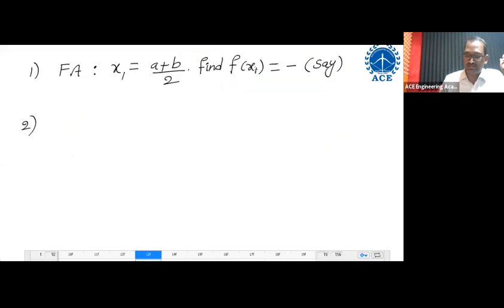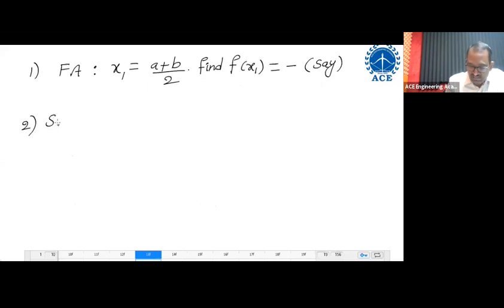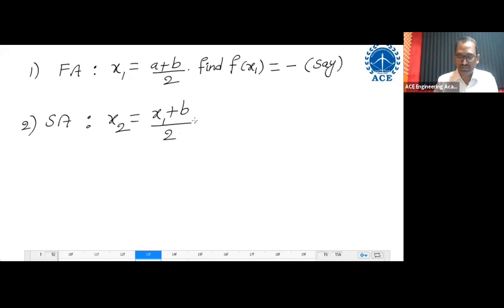Now tell me, f of x1 and f of b are of opposite signs. That means the root lies between x1 and b. Once you confirm that the root lies between x1 and b, the second approximation, denoted by x2, is defined as the average of x1 and b. The average of x1 and b means x1 plus b by 2, and immediately find out f of x2.